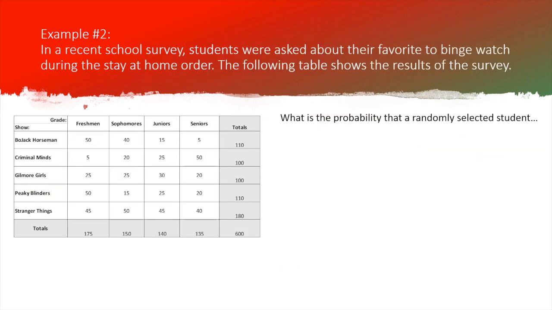So example 2, and we'll run through this kind of quickly, but sometimes you might see tables that are more complicated. They have a lot more rows and a lot more columns, and sometimes the probability questions are asking you to group categories together. So let's look at 2 of these types of problems really quickly here. In this problem, we gave a school survey and students were asked about their favorite show to binge watch during the stay-at-home order. So the following table shows the results of the survey here. We have all of these shows over here with BoJack Horseman, Criminal Minds, Gilmore Girls, Peaky Blinders, and Stranger Things. And then the students are grouped as either freshmen, sophomores, juniors, or seniors. And I've gone ahead and entered the totals here. If you didn't have totals, of course, you would do that first.